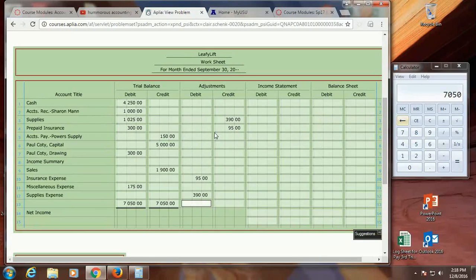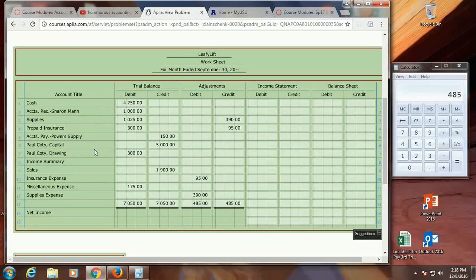So we're just going to take what they had and put them in the correct columns this time, and then I'm going to add them up. So 390 plus 95, I get 485, right? For both of them. So now I'm at my income statement and my balance sheet columns.